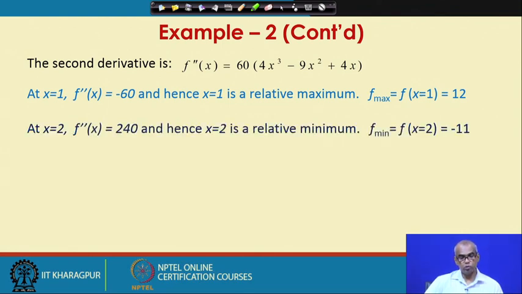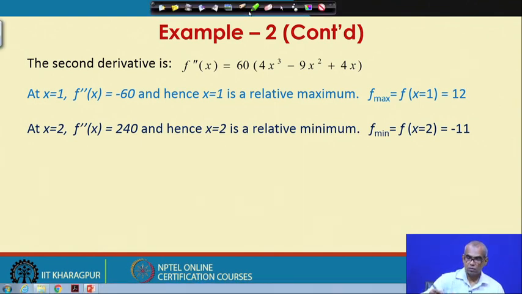At x equal to 2, the value of second derivative is 240. You can find that out by simply putting x equal to 2 in this expression. So, second derivative is positive, hence x equal to 2 is a relative minimum or local minimum and the value of the function at x equal to 2 is minus 1.